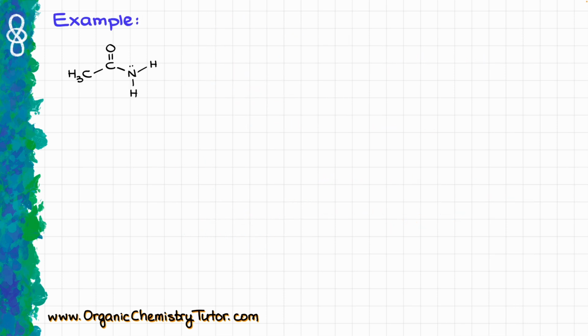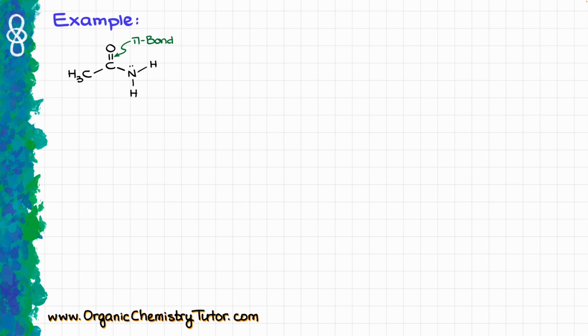For instance, let's say I have this acetamide over here and I need to draw the 3D representation of this molecule, specifically showing the pi bonds and p orbitals. The first thing that I'm going to notice right away is that right over here I do have a pi bond, so that does mean that I will have to show that pi bond in my 3D representation somehow.